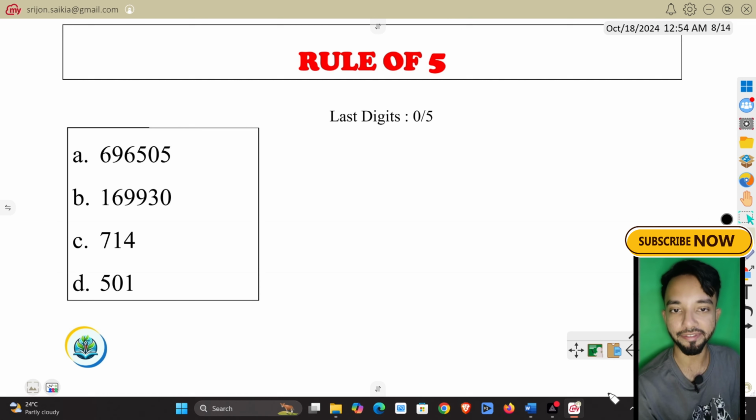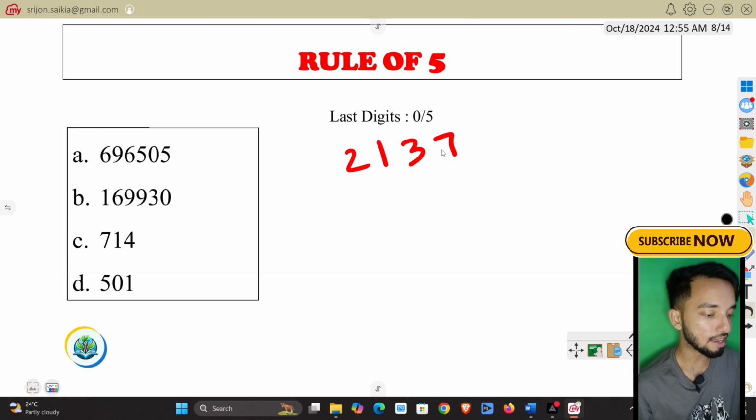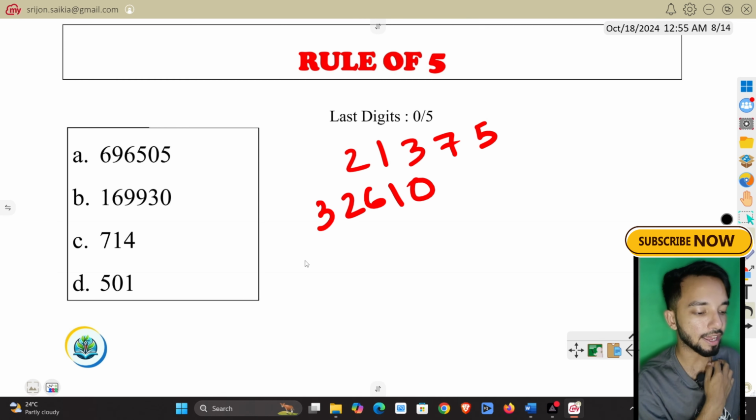Okay, rule of 5. So what does the rule of 5 say? We need to check the unit digit, the last place of the number. If the last place is a 0 or 5, then the entire number is divisible by 5. Let me give you an example. Suppose I have 2, 1, 3, 7, 5. The second example is 3, 2, 6, 1, 0. And the third number I have is 1, 1, 5, 1, 7.